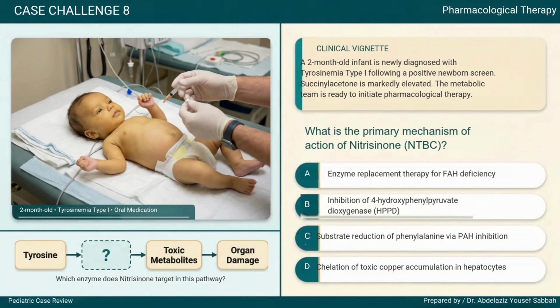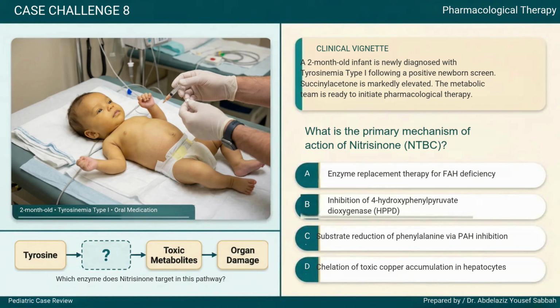Case Challenge 8. A 2-month-old infant is newly diagnosed with Tyrosinemia type 1 following a positive newborn screen. Succinylacetone is markedly elevated. The metabolic team is ready to initiate pharmacological therapy. What is the primary mechanism of action of nitisinone?